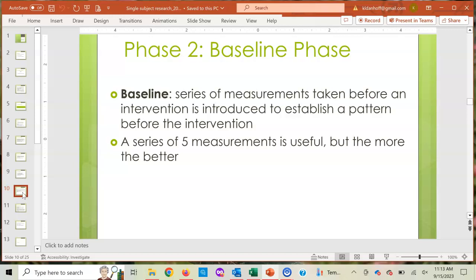Hopefully we can get a baseline, a series of measurements taken before the intervention, so that we have a better understanding if the intervention is the source of change. A guideline, a series of 5 measurements is useful. We can say the more the better, sure, so we can get that really solid baseline, but often we don't have the luxury of that.